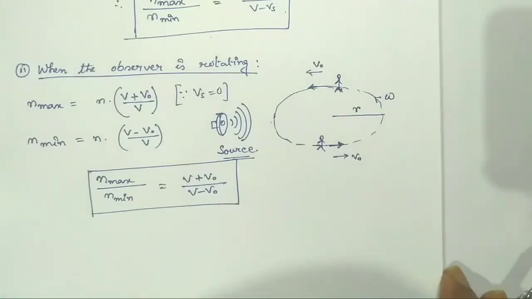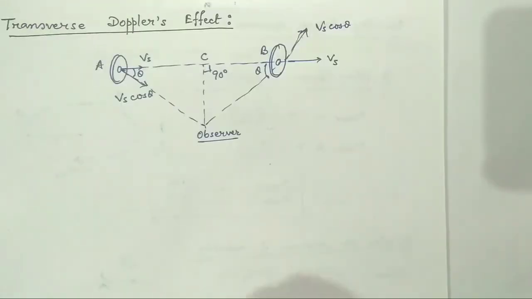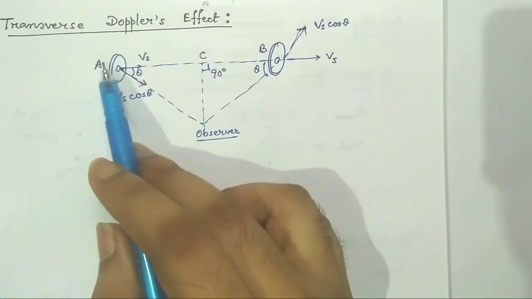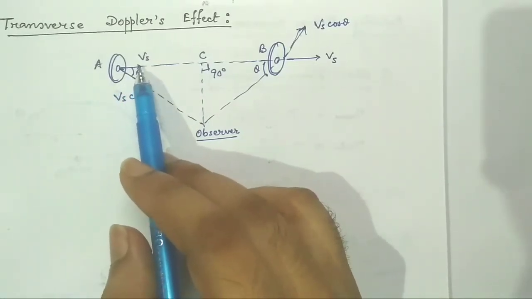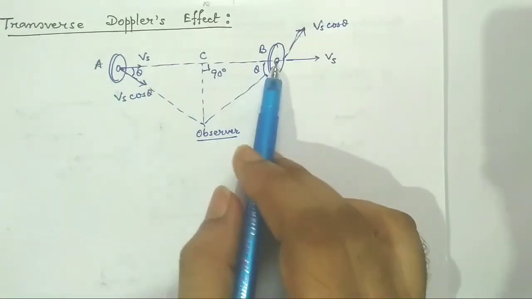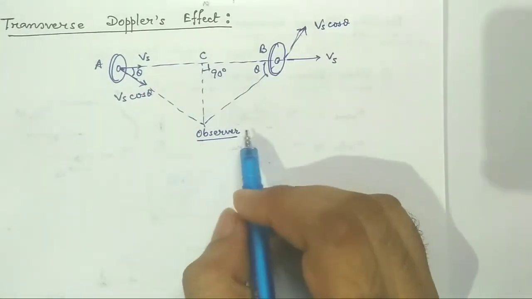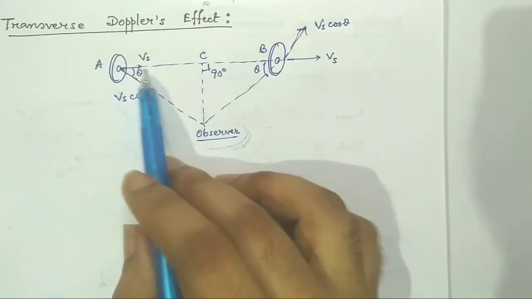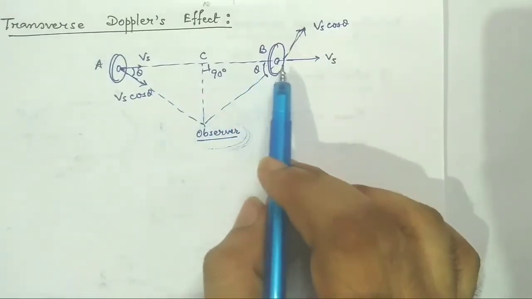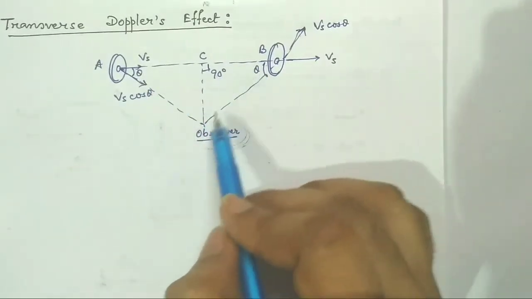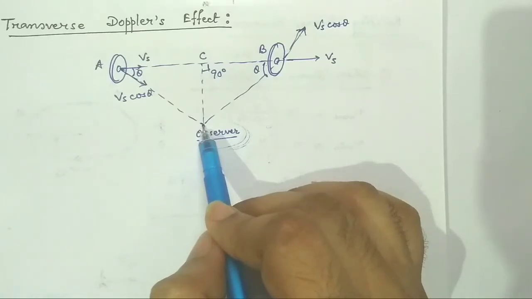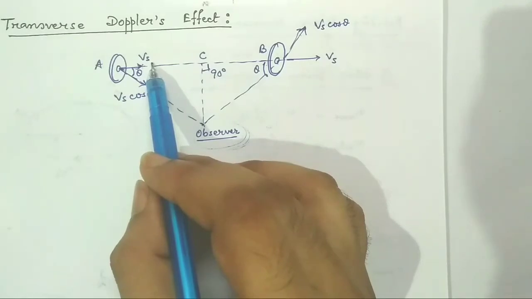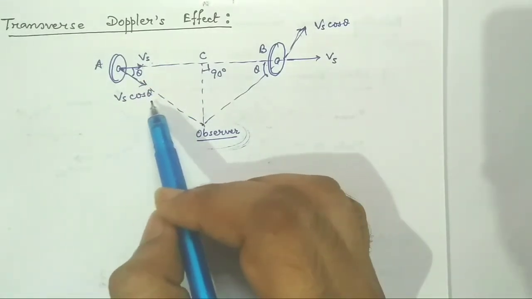Now let us see the transverse Doppler effect. Consider this diagram. This is my sound source which is located at A. It is moving with a velocity of Vs along AB, and this is my observer which is at a fixed point. The source is moving along the direction of AB, making an angle of theta with respect to the observer. If this is Vs, that is the velocity of the source, this will be Vs cos theta.